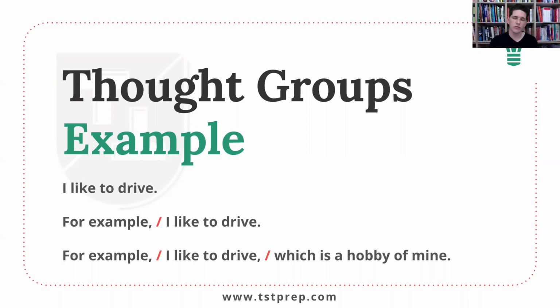Now these have commas. They don't always have to come after a comma, but that's one popular time where a thought group ends. So basically the idea here is that you should be bringing words together when they're in a thought group. You don't want to say, for example. You want to say, for example. You don't want to say, I like to drive. You want to say, I like to drive. You don't want to say, which is a hobby of mine. You want to say, which is a hobby of mine. So you want to bring these things together.